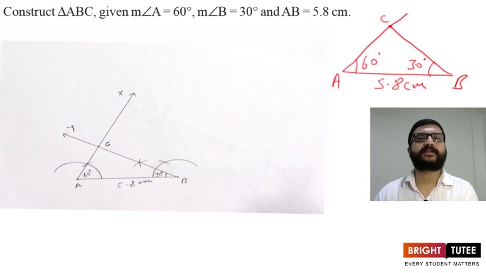So we have constructed the required triangle ABC, and side by side we have to write steps of construction also. Whatever we are doing, we are writing that in language. That only is the steps of construction. Now let's move to the next question.